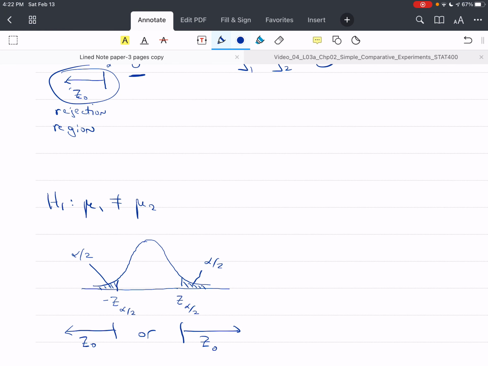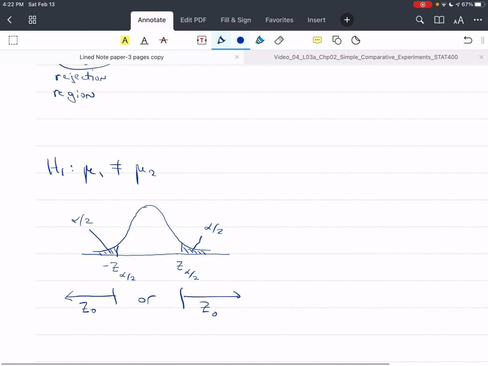Now, the claim that gives students the most trouble is the last claim, where we're testing not equal to. And in this course, we're going to be testing not equal to a lot. So it is important for us to understand this case. So here we're saying that all we care about is that mu1 is not equal to mu2. So whether z naught is very negative or whether it's very positive, doesn't matter to us. We want the probability of rejecting the null when the null is actually true to be a total of alpha.